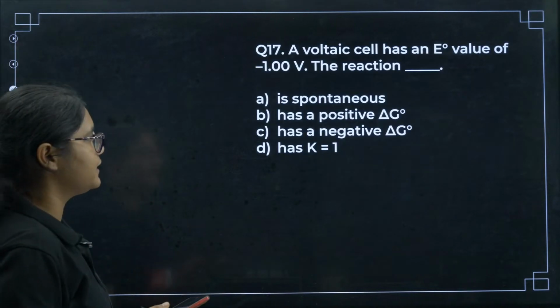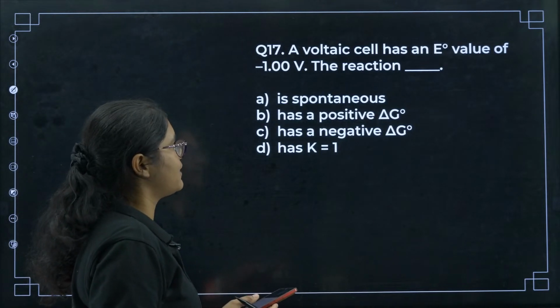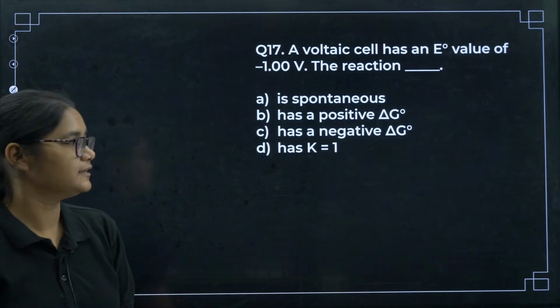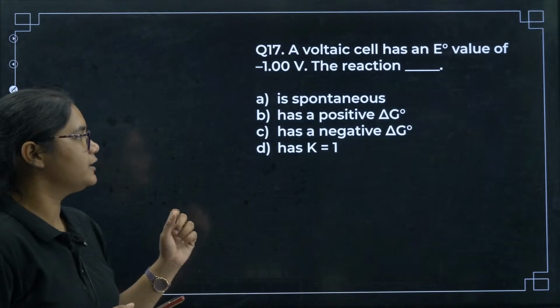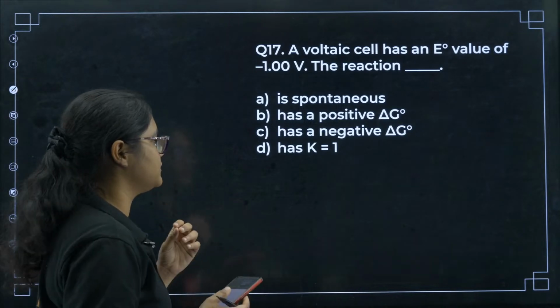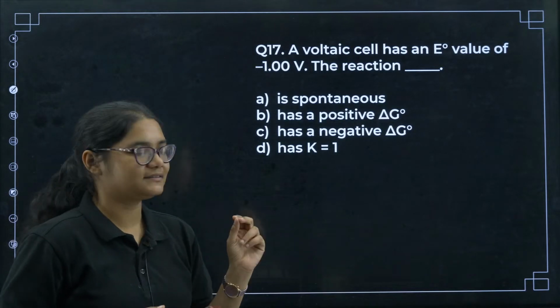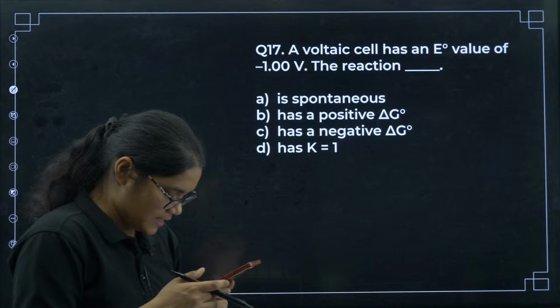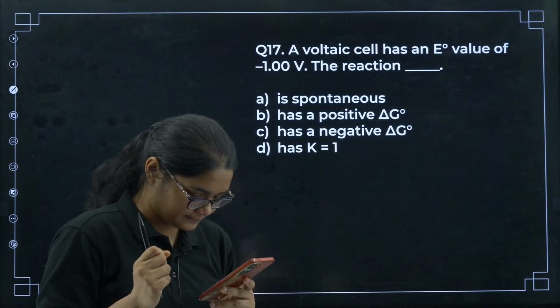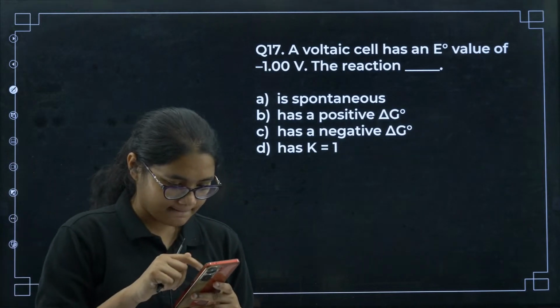Next, question number 17. A voltaic cell has E0 value of -1 volt. The reaction is, okay, just now we have solved it. E0 value is negative. So the reaction will be spontaneous. Positive delta G value, negative delta G value has K equal to 1. Yes, students, quick answer.